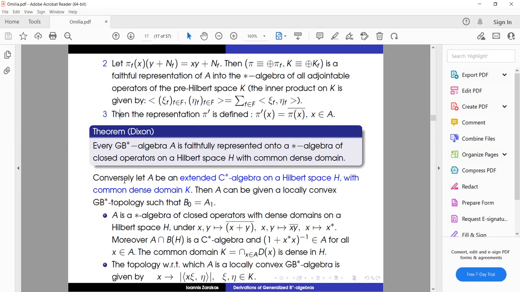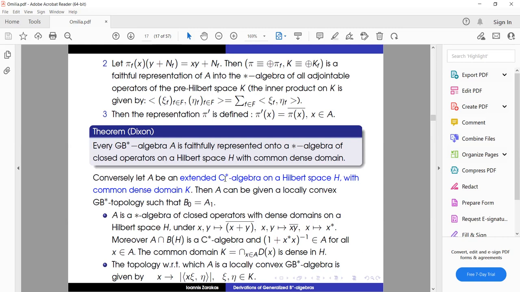And now we can go the other way also. We can conversely say, and this is also proven by Dixon, that if you start from an extended C-star algebra with a common dense domain, then you can endow it with a locally convex GB-star topology, such that the greatest member B_0 would be alpha_1. With alpha_1, I am noting the unit ball of alpha. Okay, the notions: a star algebra alpha of closed operators, where the operations are summation and product and closures of them, is extended if, as I said before, the bounded part, in the sense of intersecting with the bounded operators on H, is a C-star algebra.